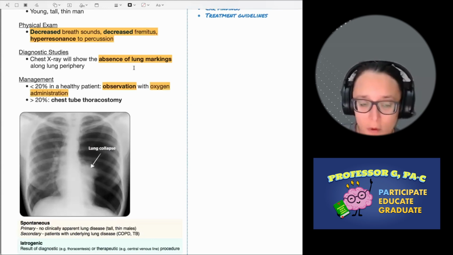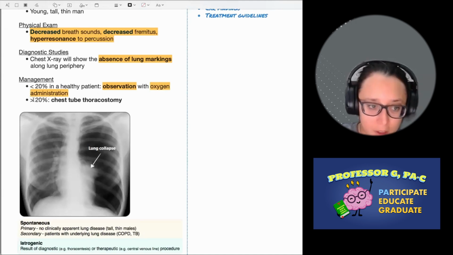I've seen quite a few questions asking about this, so I think it's a good thing to know. If they're healthy, if it's primary spontaneous, even if it's secondary spontaneous, if it's really, really small, we don't have to put the chest tube in. We can watch and wait. However, if it's larger than 20%, a chest tube thoracostomy is the method of choice. So it's a chest tube. Okay.